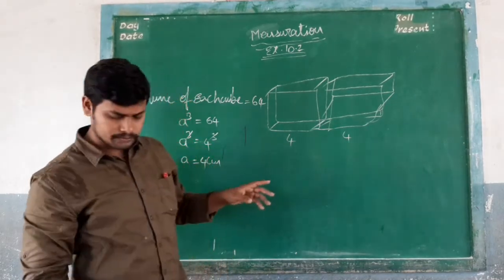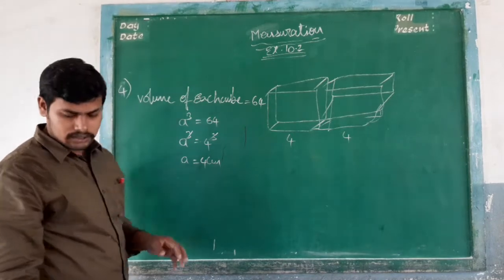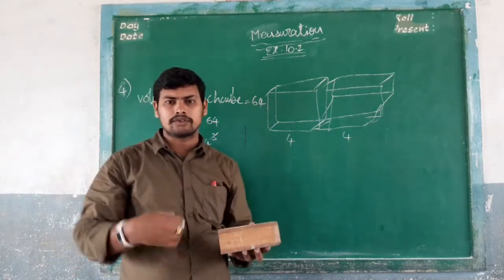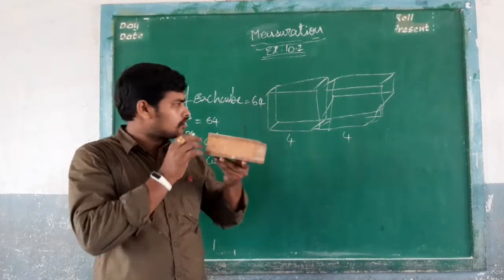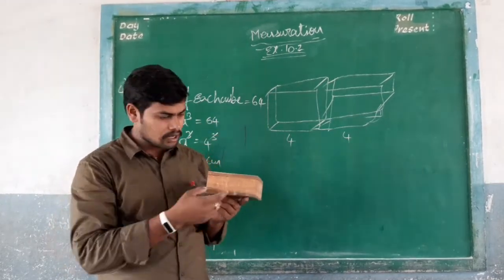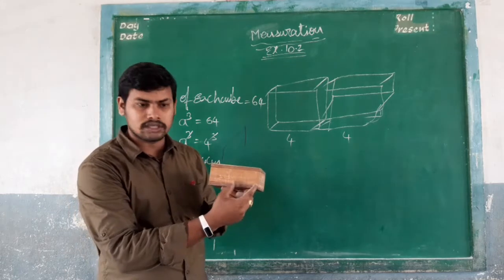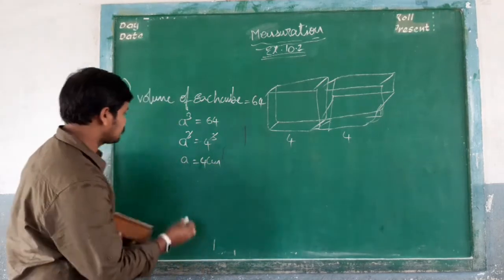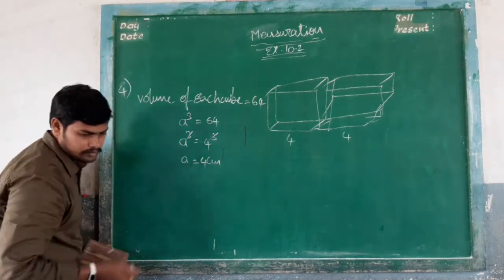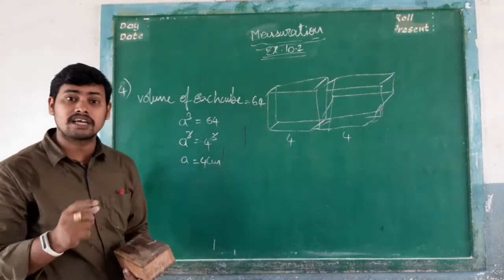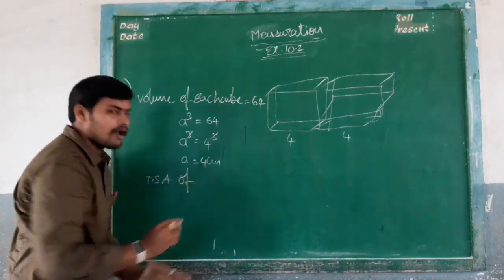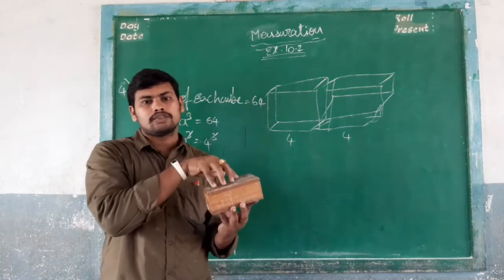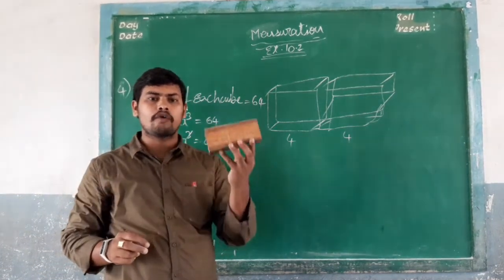Okay. Now after completion of the joining, the solid is like this. Here it is 4 centimeters and 4 centimeters, total 8 centimeters. Find the total surface area of the resulting solid. What is the solid here after joining the two cubes? The solid is in the form of a cuboid.